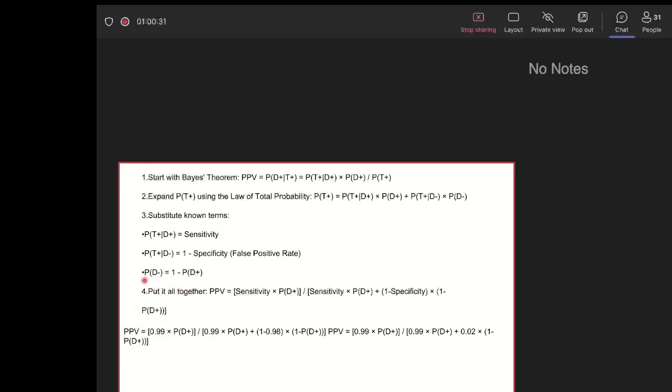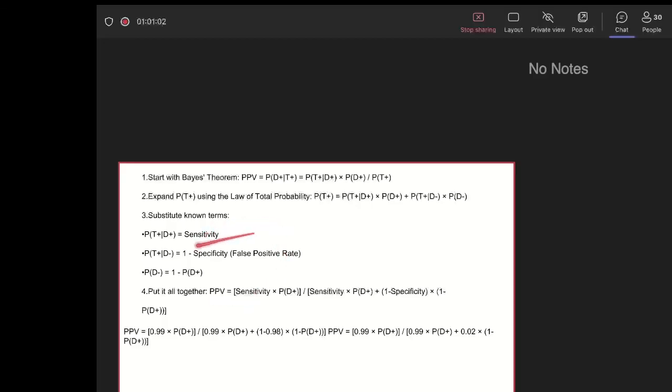And finally, the probability of being disease negative is 1 minus the probability of being disease positive, because the probability of disease positive plus the probability of disease negative has to be 1. So in this formula, which we have expanded to this, we can substitute all these terms. So finally we get this PPV value or this predictive value.